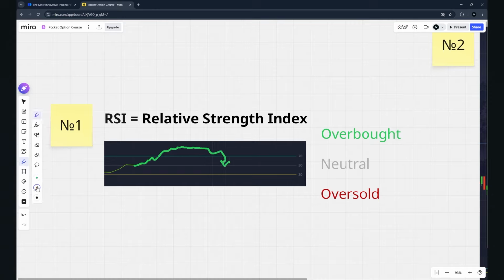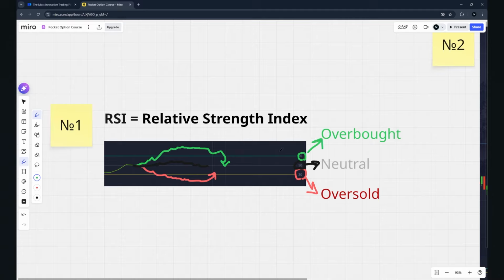Kind of like this. Next one is below 30, oversold zone. Everyone looks scared and price might rise. And the last one, 50, neutral zone. Market is quite balanced. Here you see neutral and overbought.